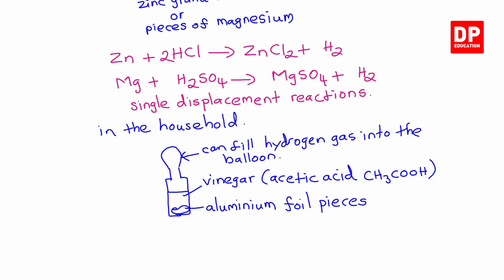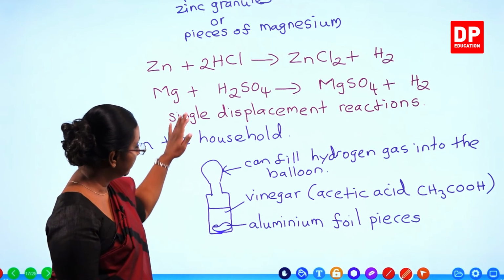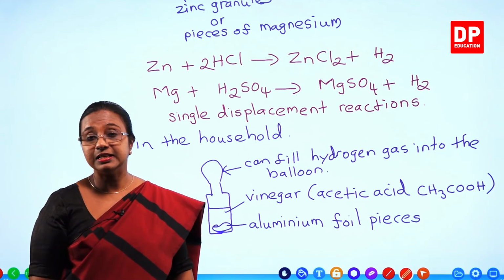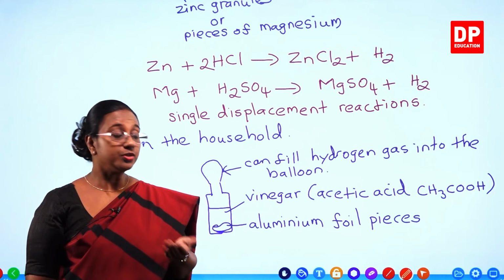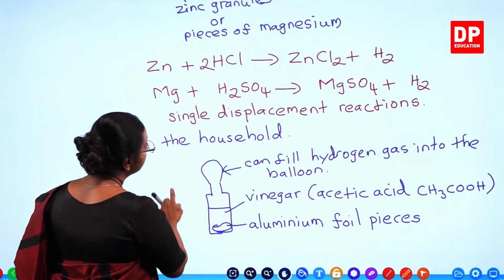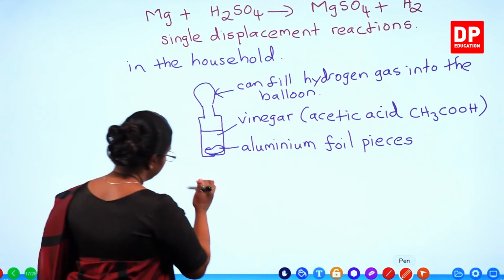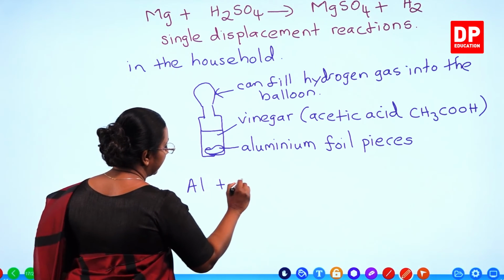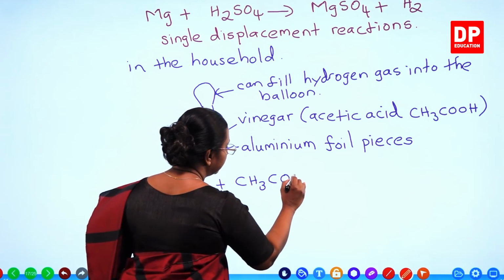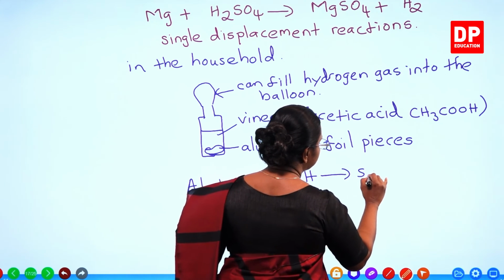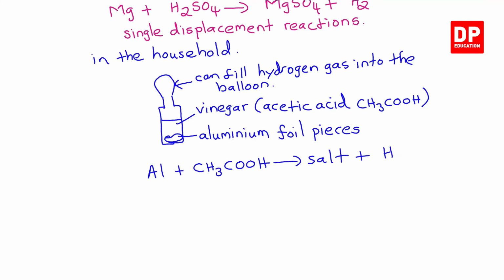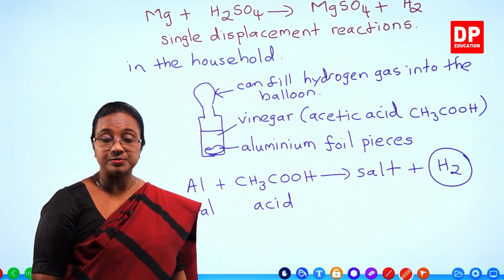So is that clear, students? We can do it in the lab. A similar reaction can be done in the house also, at home also you can try that. So here of course you have aluminium as the metal and acetic acid, that is vinegar. So here you will get the salt plus hydrogen gas. This is what we need. So again a metal and acid. Vinegar is acid. So that is also a single displacement reaction.